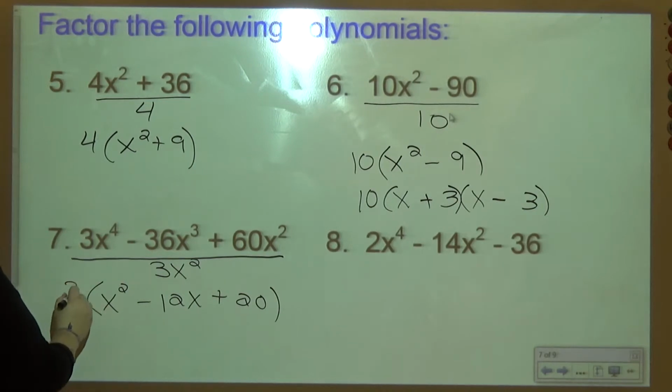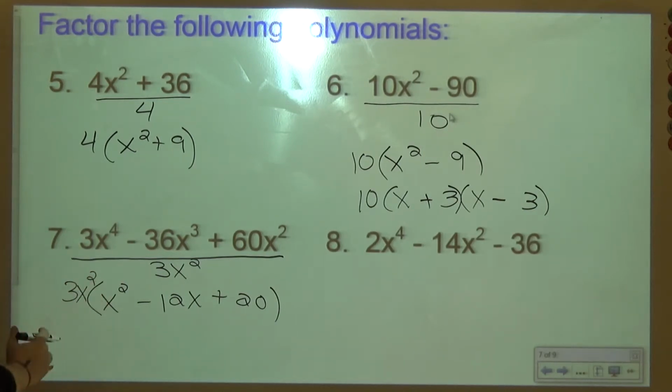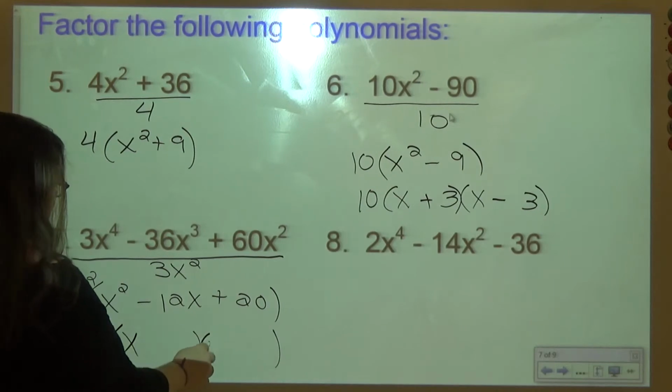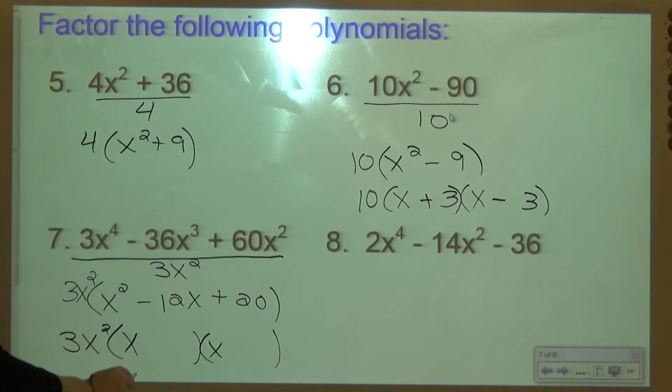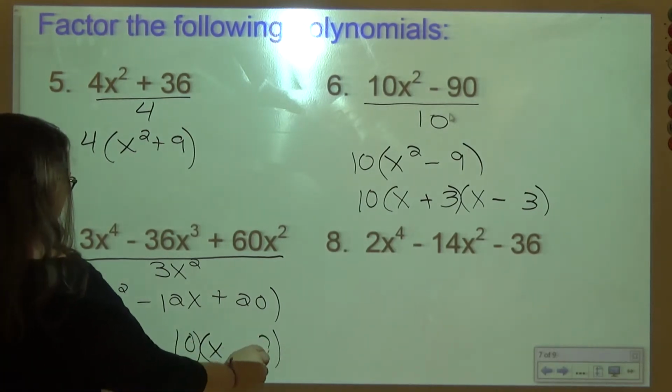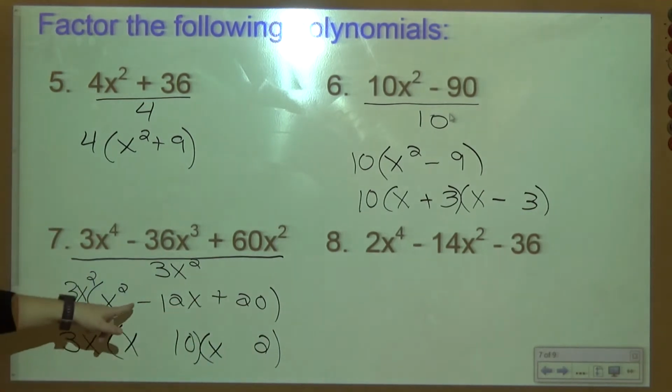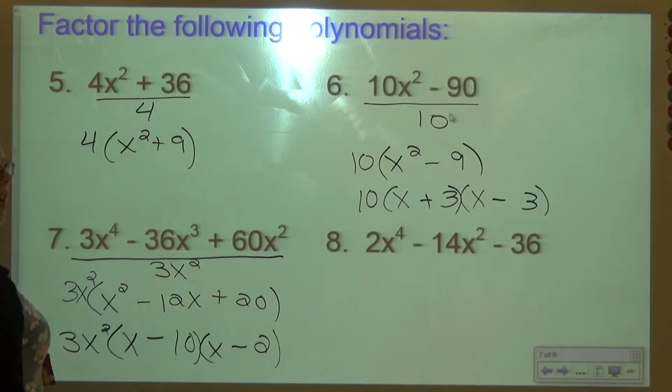Parentheses, 3x squared on the outside. And then, let's see, what multiplies to 20 and adds to 12? 10 and 2. 2 times 10 is 20. Now, since the middle term is negative, they both have to be negative. A negative times a negative is positive. And that's the answer.